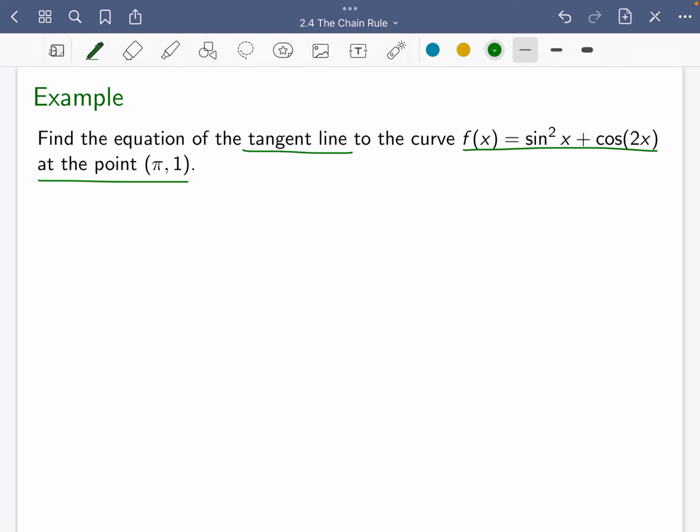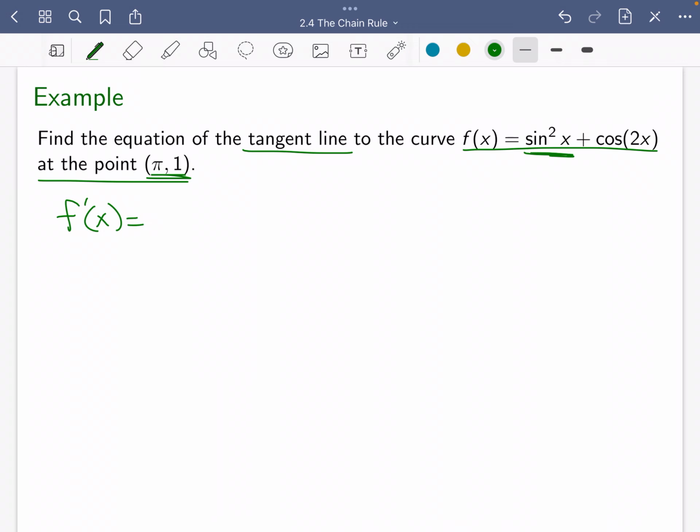So in order to find the equation of a tangent line, we need to know a point, which we do know, pi comma 1, and we need to know the slope at that point. So to find the slope at that point, we need to take our derivative. So the derivative. We have sine squared x.